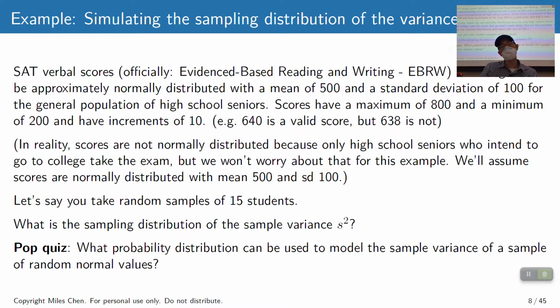And so technically, because it ends at 800 with a lower bound of 200, it's not normal, because the normal goes to positive infinity and negative infinity. And the fact that it's in increments of 10 also makes it not normal, because the normal is continuous and can have any decimal values.